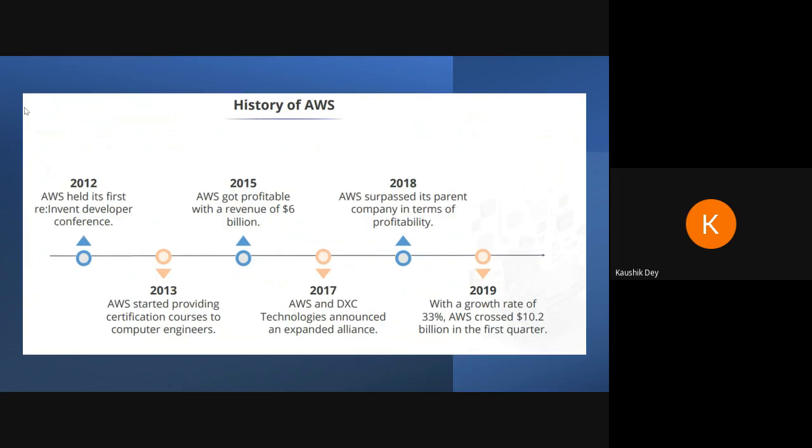And now, from 2019 onwards, AWS crossed $10.2 billion in the first quarter. So this is the journey from 2003 to 2022. It is a huge success on the AWS side, and they have provided so many services. Beyond the core services, plus utility services, plus secondary services, they have provided 175 services.